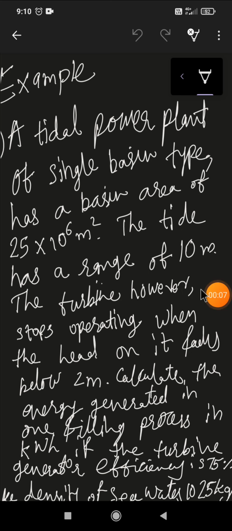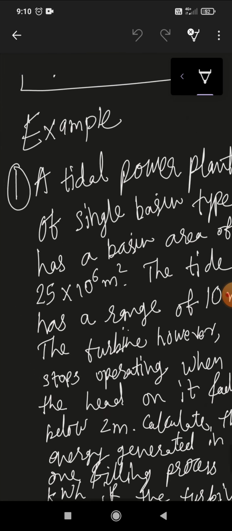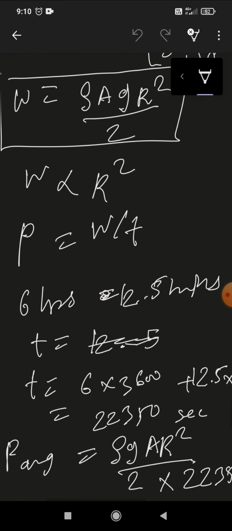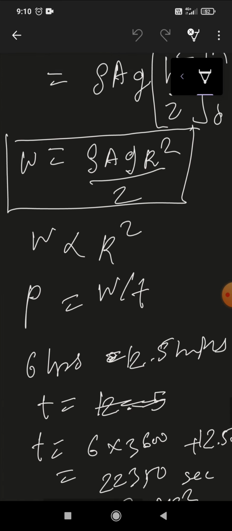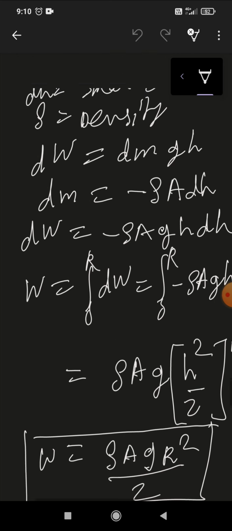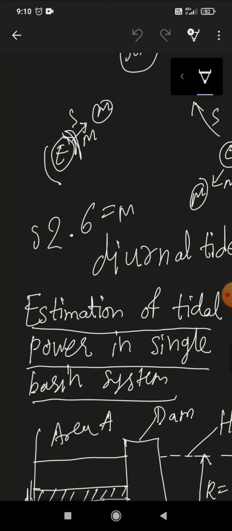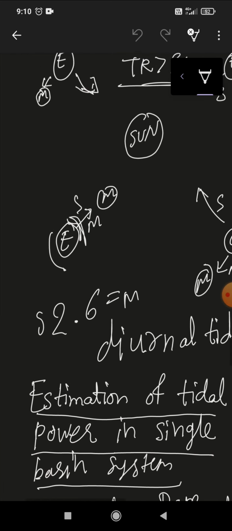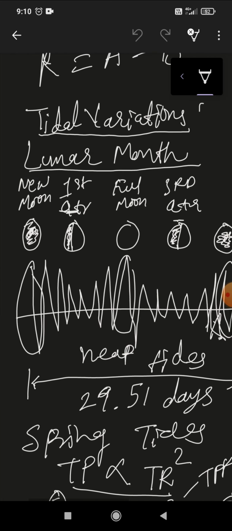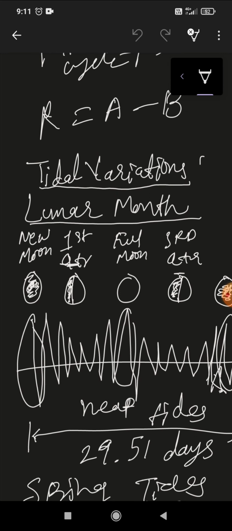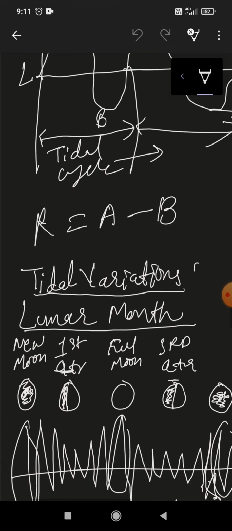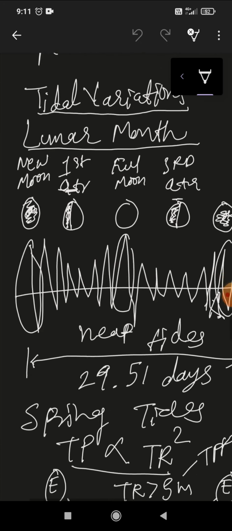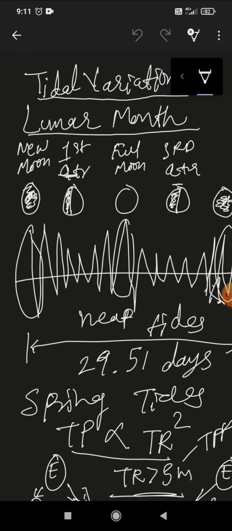Hey guys, so in the last lecture, we started a new topic in the ocean energy chapter, it is tidal energy. In tidal energy, we have seen that there are various high tides and low tides during the various seasons of the moon, due to the attraction of the moon and sun. So in a full lunar day, there are two total cycles in which you get two high tides and two low tides.